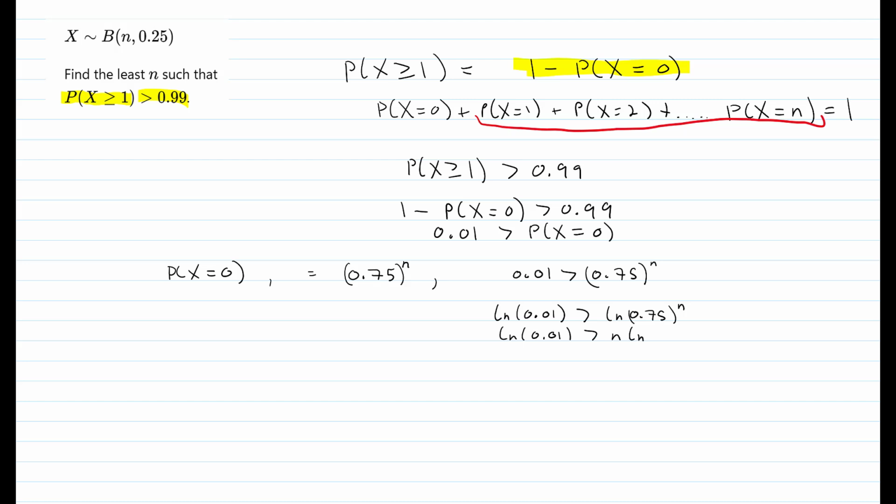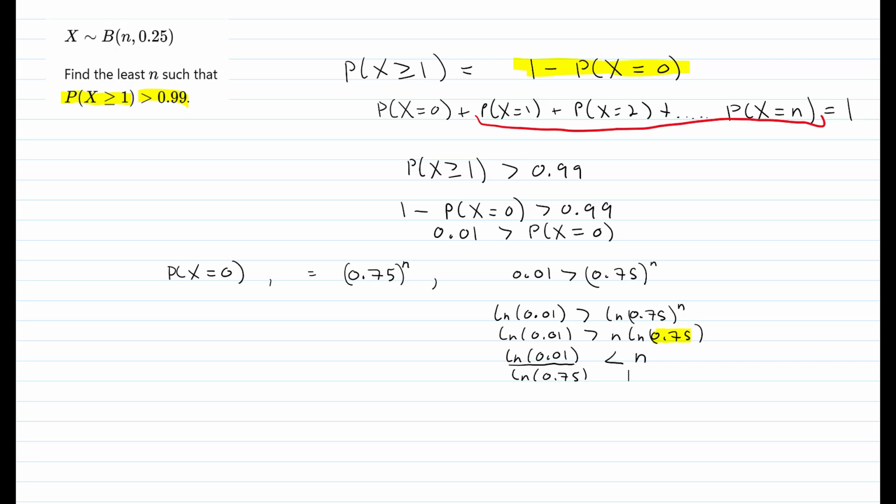So n times the natural log of 0.75. And now, just got to be careful here. If we've got a log and the number inside the log here is less than 1, but bigger than 0, it's going to be negative. So when we divide by a negative, we need to swap the inequality sign over. So now we're going to get the natural log of 0.01 divided by the natural log of 0.75 is going to be less than n.